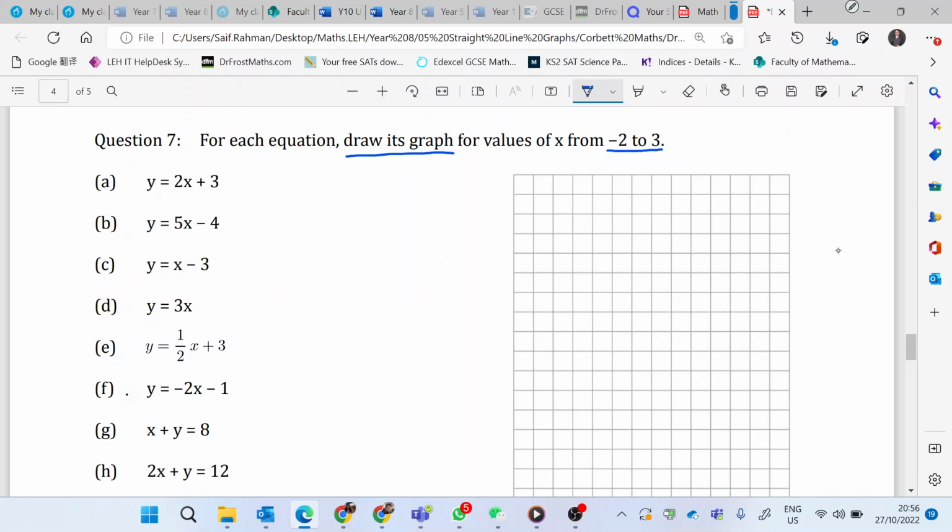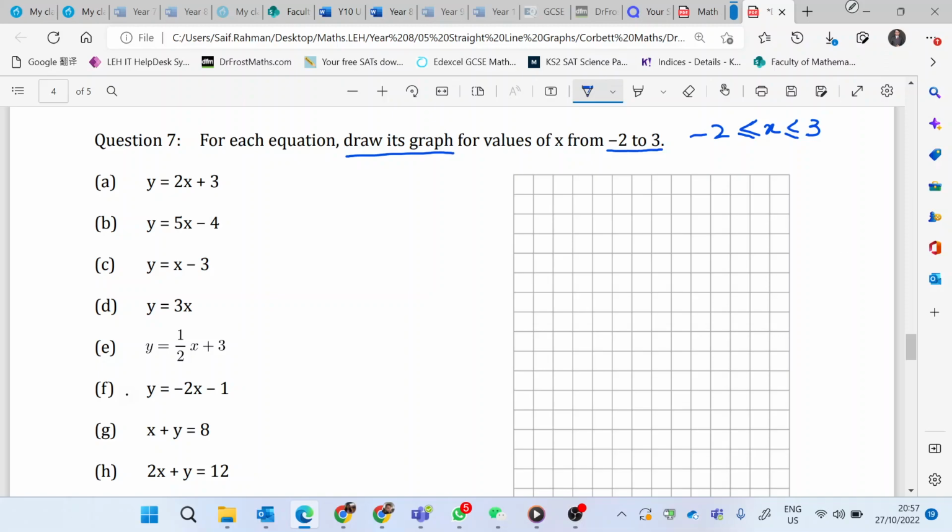And in the exams you might find this question where these values may not be like -2 to 3. It may be written with inequality signs: -2 is smaller than or equal to x, and x is smaller than or equal to 3. So the question can be in this form as well. If the question is in this form, do not get confused.